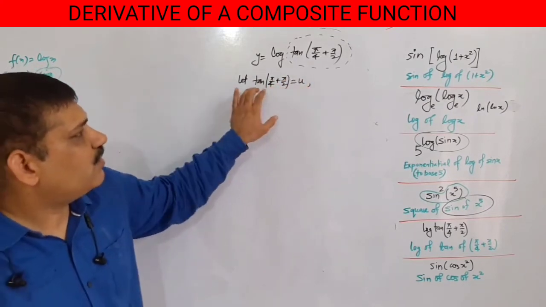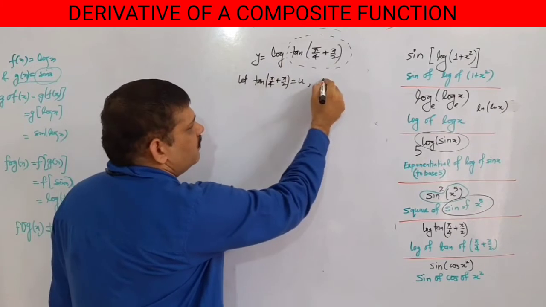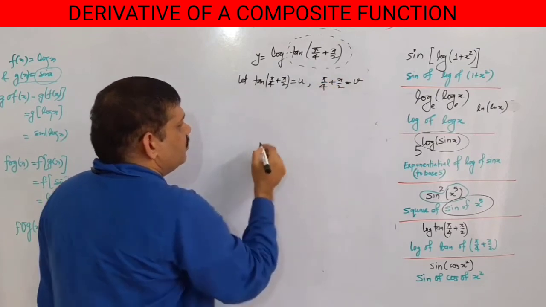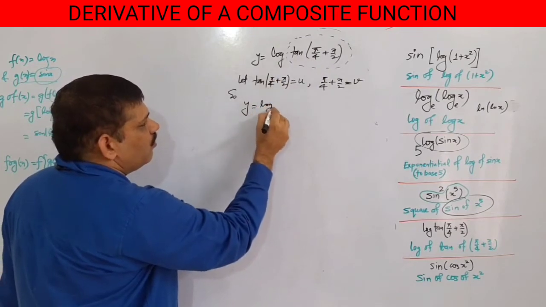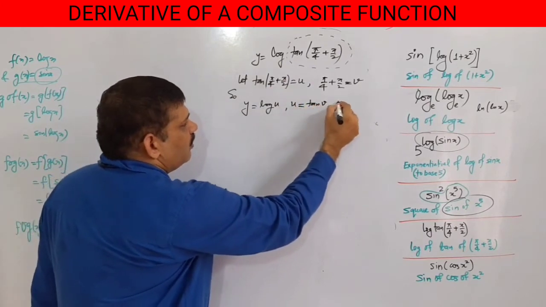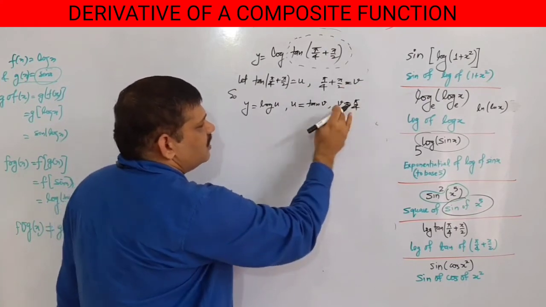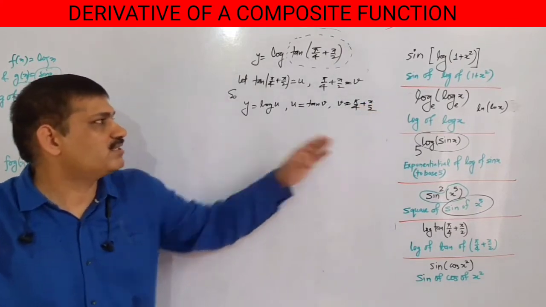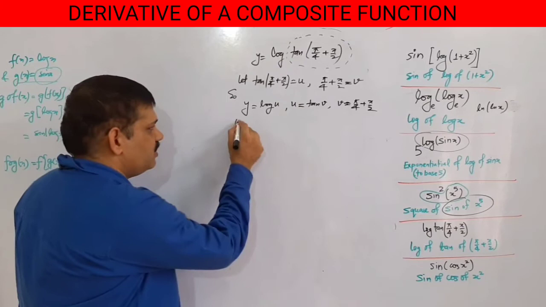Now we do not have any direct formula for tan of pi by 4 plus x by 2, so we read it as tan of some variable. Pi by 4 plus x by 2 will be considered as a new variable v. So now y becomes log of u, and u becomes tan of v, and v actually is pi by 4 plus x by 2. So here we can see y is a function of u, u is a function of v, and v is a function of x.